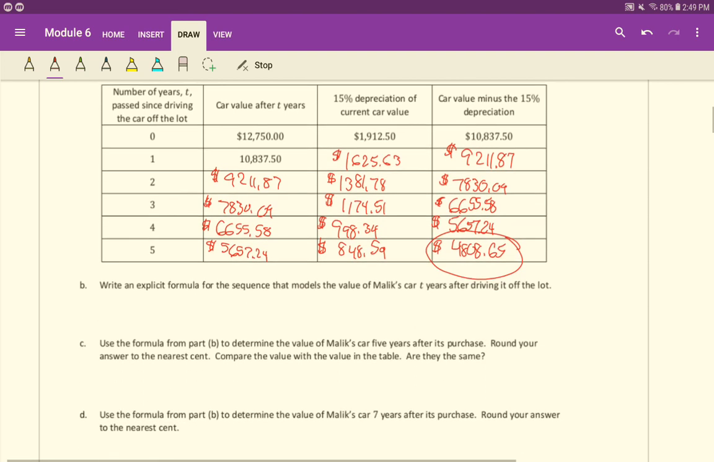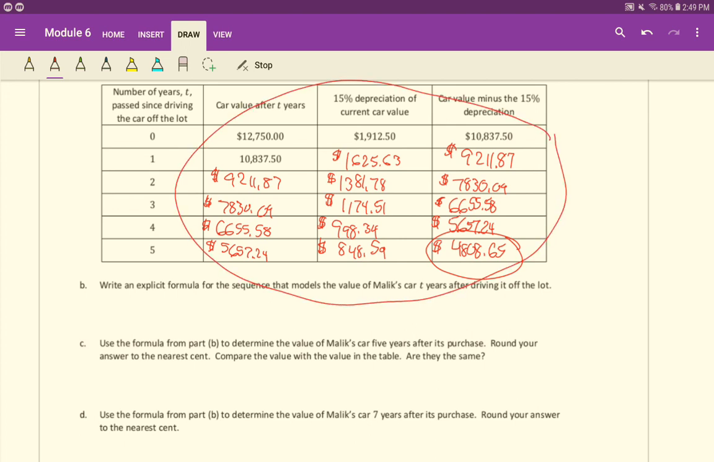Okay. So this asks us to now write an explicit formula for the sequence that models the value of Malik's car t years after driving it off the lot. Unfortunately, I don't think this method really shows us an easy way to come up with a value. In the next video, we'll answer some of the rest of these questions.